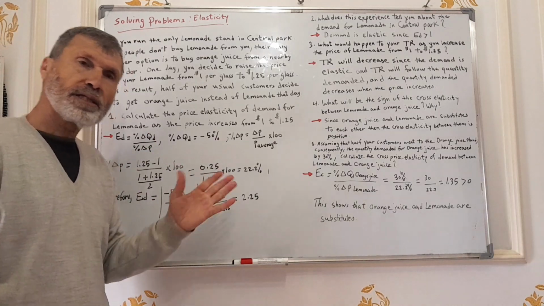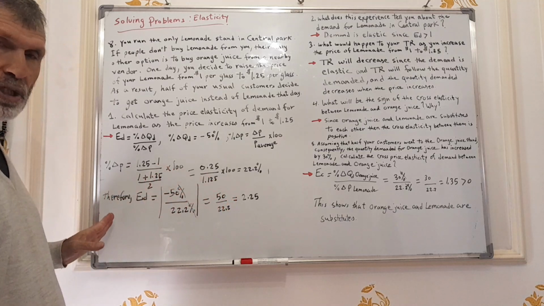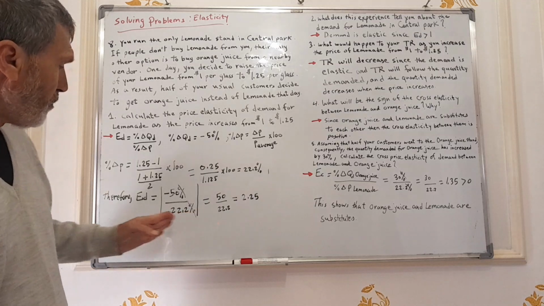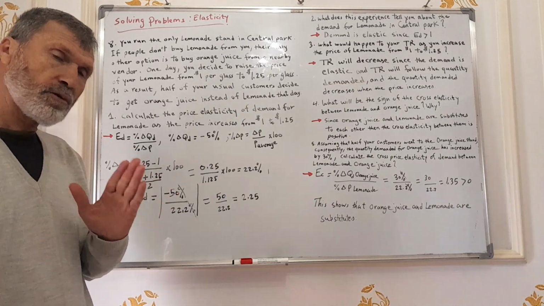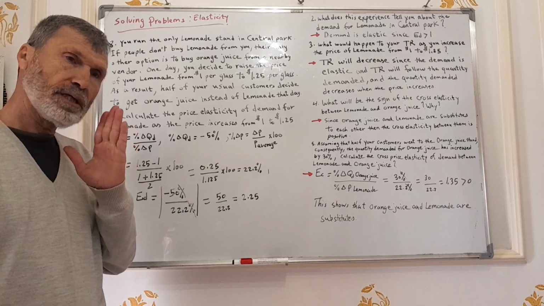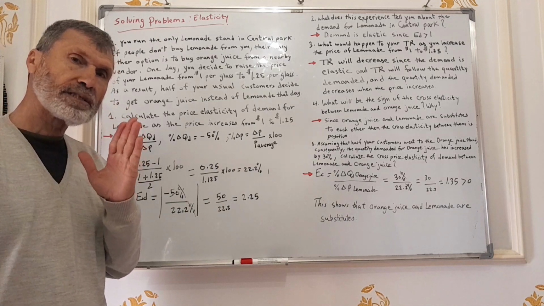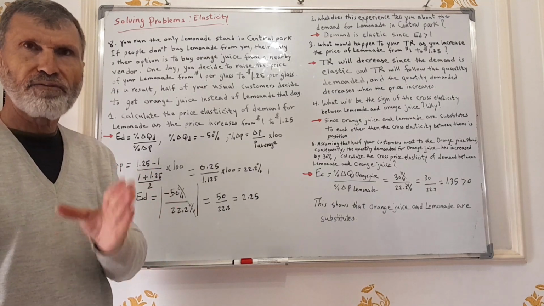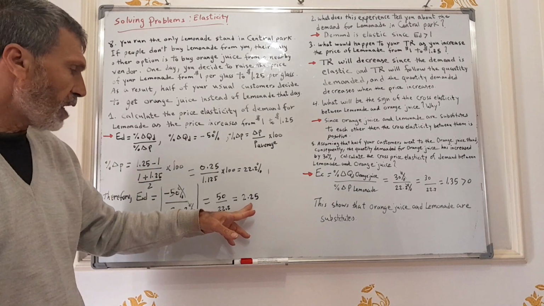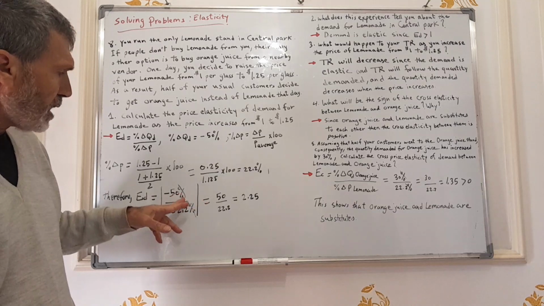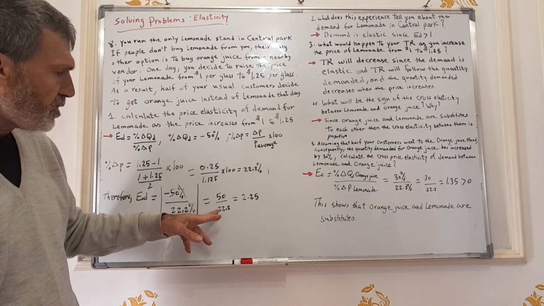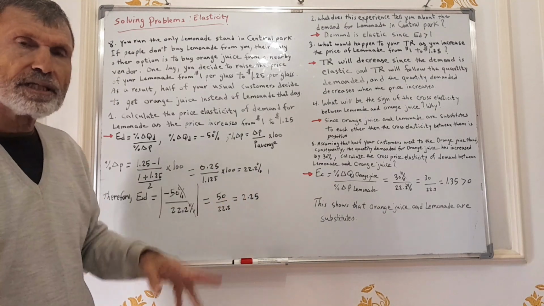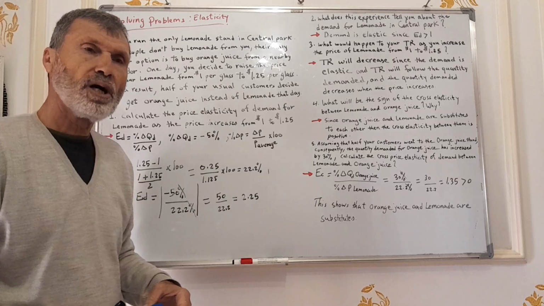Now, we just plug these numbers into the equation of the coefficient of the price elasticity of demand. We remember that when we calculate the coefficient of the price elasticity of demand, we take the absolute value, so we'll always have a positive value. We cancel out the percentages, and we get 50 over 22.2, which gives 2.25. This is the coefficient of the price elasticity of demand of lemonade.